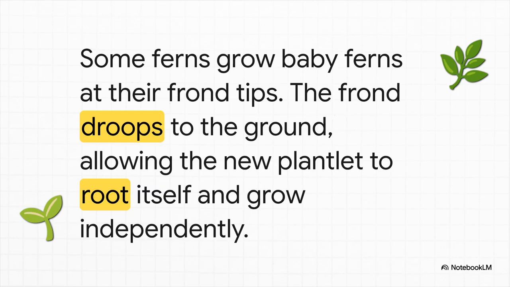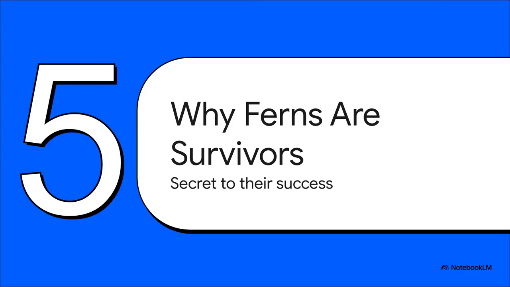Let's just look at one of these. Some ferns produce these tiny little plantlets directly on their fronds. As the frond gets heavy, it droops down to the soil. The baby fern then just puts down its own roots and becomes a brand new plant, an exact clone of its parent. How efficient is that? This incredible adaptability is the real secret to their long-term survival. The ability to switch between strategies, from creating genetic variety to making fast clones, is what has made them such resilient inhabitants of our planet.